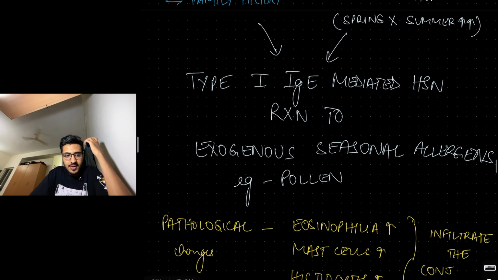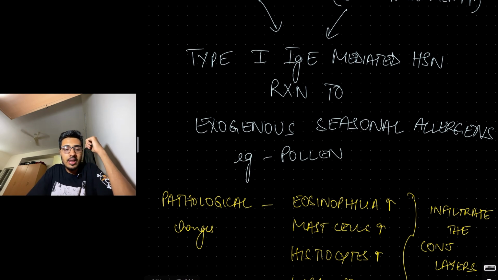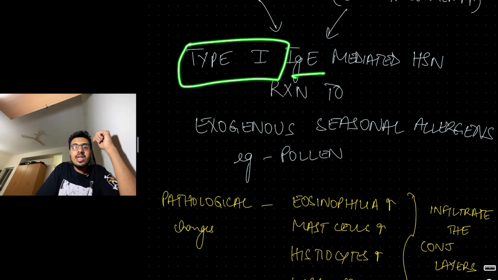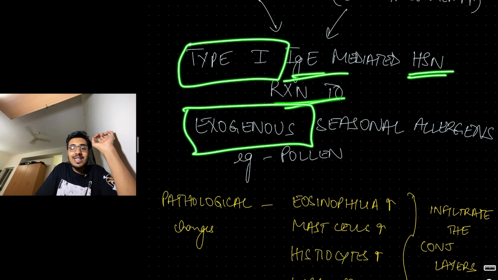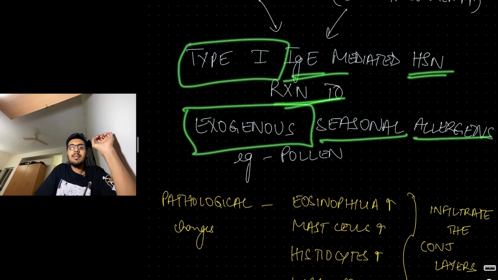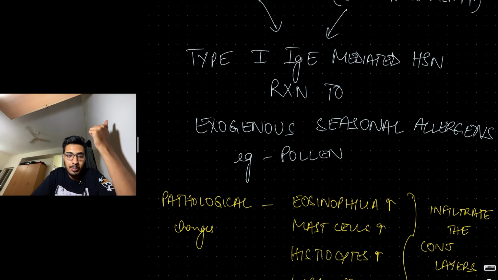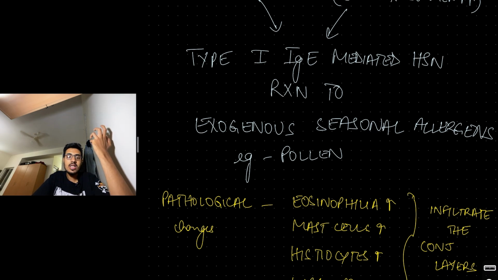And what is this vernal keratoconjunctivitis or spring catarrh? It is basically a type 1 IgE-mediated hypersensitivity reaction to exogenous seasonal allergens, for example pollen grains. So exogenous allergens which are seasonal in nature, like pollen grain, cause a type 1 IgE-mediated hypersensitivity reaction, and the reason is these risk factors and the predisposition to allergy.